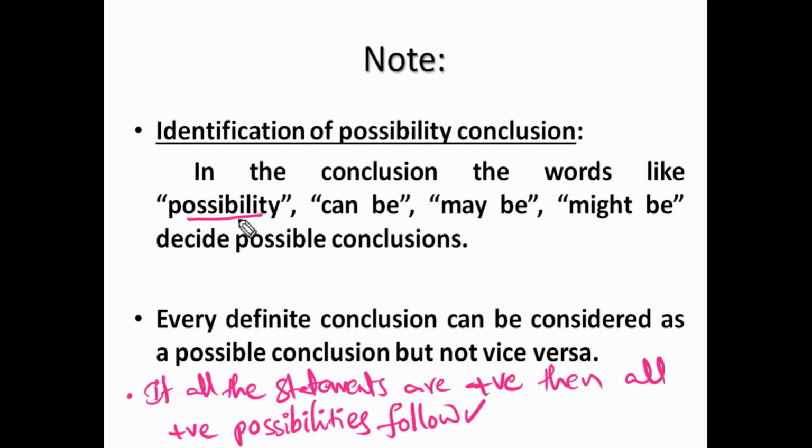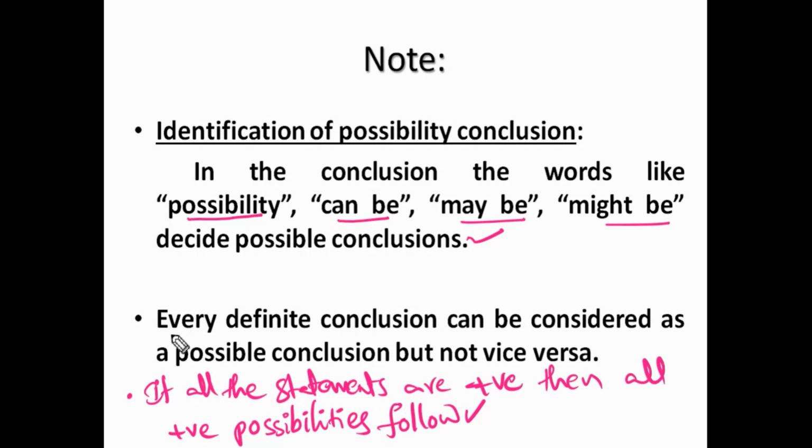Next, other than the word possibility, there may be words like "may be", "can be", "maybe" or "might be". These words decide it's a possible conclusion. If these words are there, it's a possible conclusion. Otherwise, it is not a possible conclusion. "At least" is not a possibility.